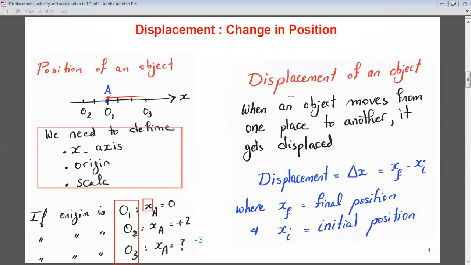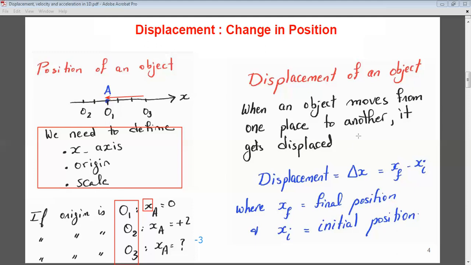Let's start then with displacement, because I told you in this lecture we will cover displacement, velocity, and acceleration. Displacement of an object. When an object moves from one place to another, it gets displaced. Actually, this is the proper English meaning. That is, if I'm living in Lebanon and I move to, whatever, UK, then I am displaced from Lebanon to UK. So this is the proper meaning of displacement. It is a displacement from one place to another.